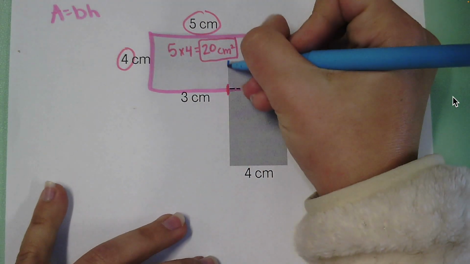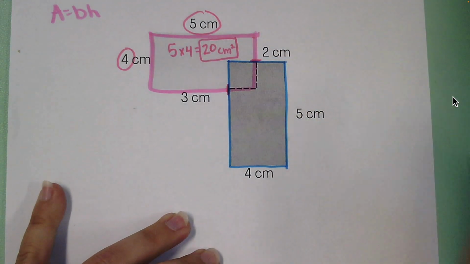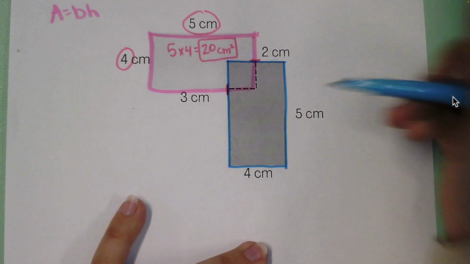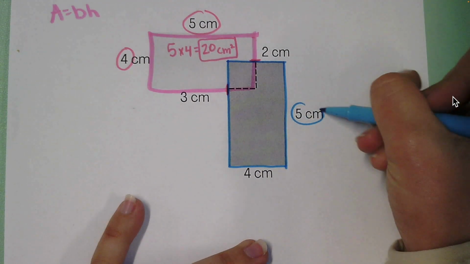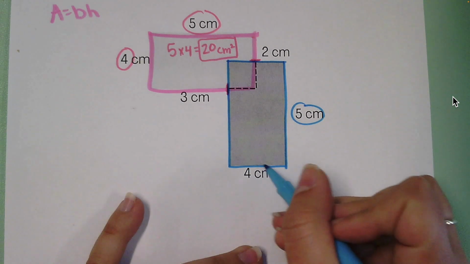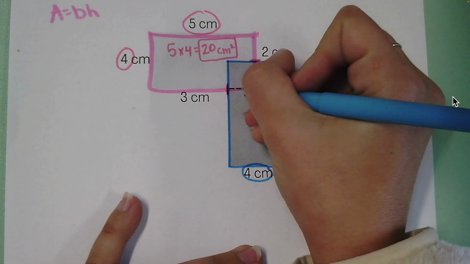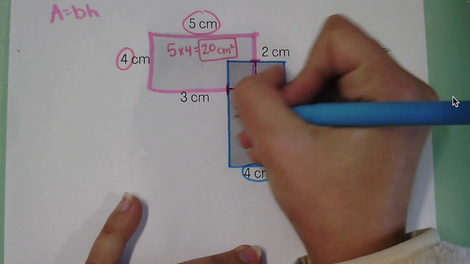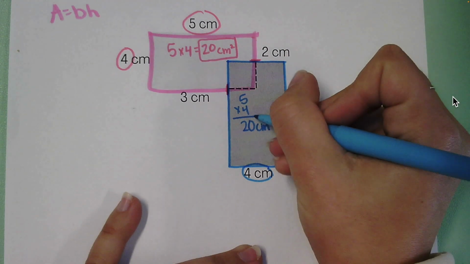Next, moving on to our darker rectangle. We're doing base times height or length times width. So the length of this entire thing is 5. And then we're going to have 4. 2 is only halfway. So for this one, we have 5 times 4. That gives us 20 centimeters squared.